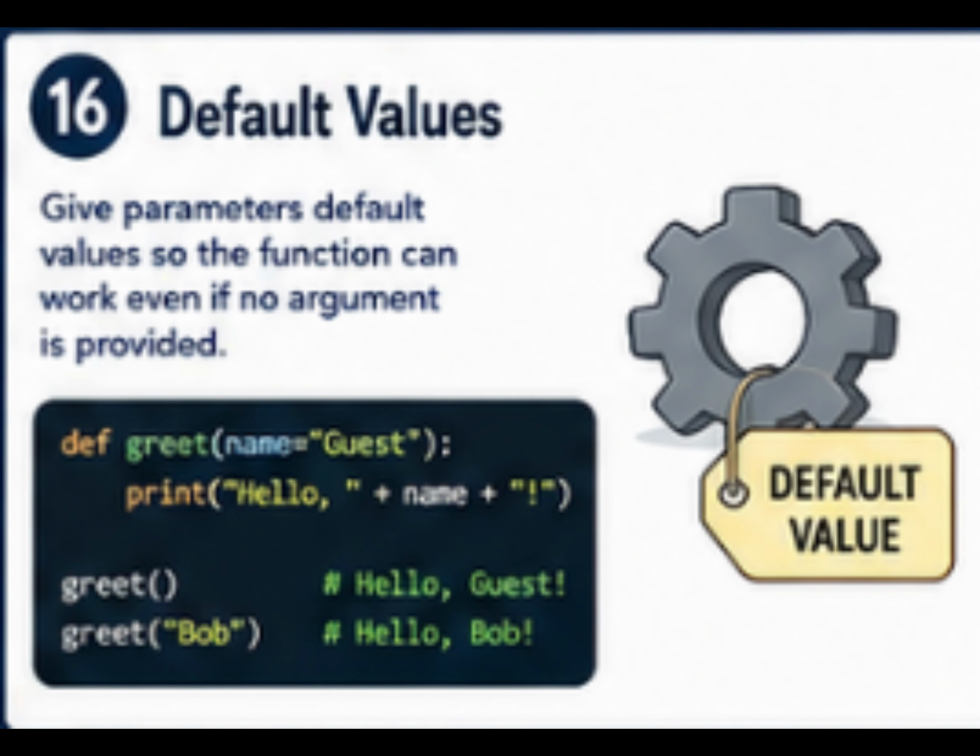Default parameters make functions more flexible. In the greeting example, the parameter name has a default value of guest. If no argument is provided, Python automatically uses guest. If another name is given, Python replaces the default value with the new one. This allows one function to work in multiple situations without requiring every argument every time.